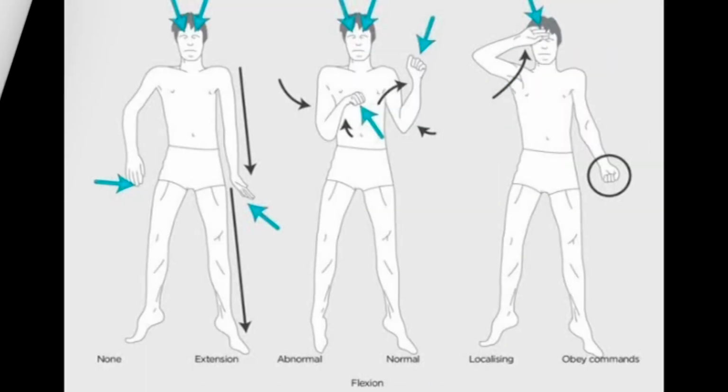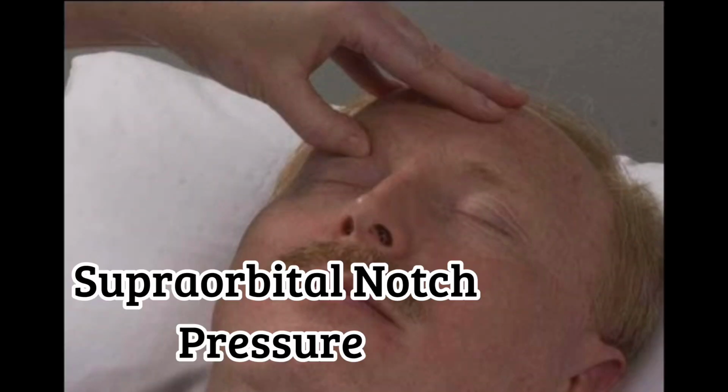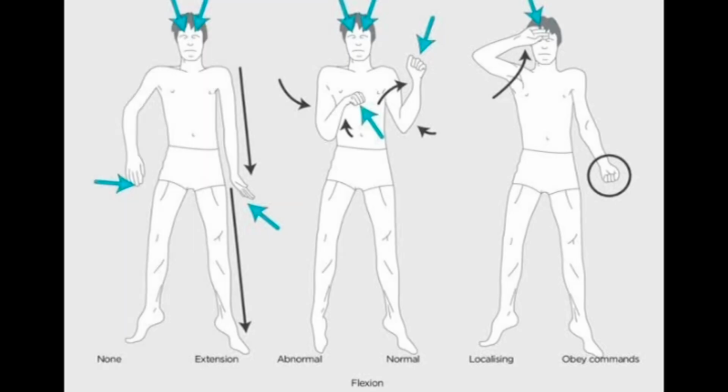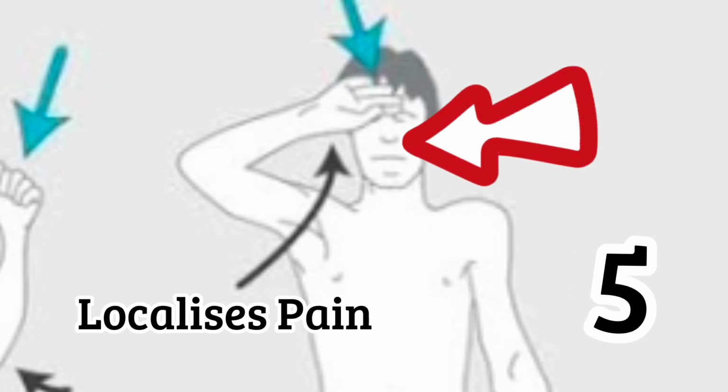If they do not respond to commands, apply a central stimulus such as a trapezius pinch for 10 seconds. If that doesn't elicit any response, go to the supraorbital notch and apply gentle pressure with your thumb, again for at least 10 seconds. If the patient localizes to pain by reaching towards the stimulus that is up and above the shoulder, score 5.